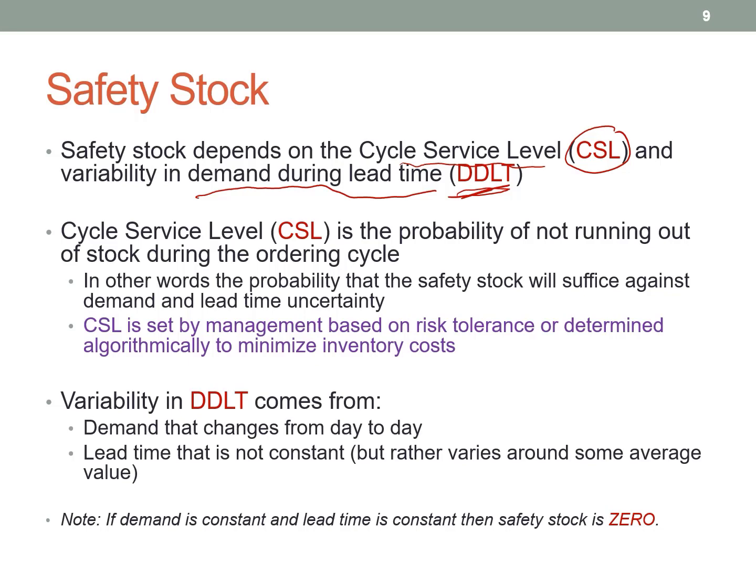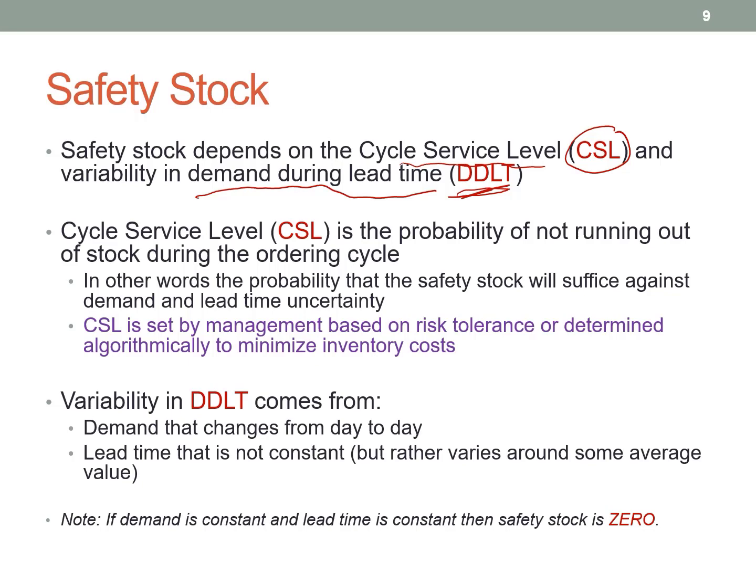Another way to set the cycle service level is to use mathematics or modeling to figure out what service level gives us the lowest costs. Okay? So when we calculate that, okay, for these products, a cycle service level of 92% minimizes our cost, so that's what we're going to go with, and so forth. For our purposes, the cycle service level will always be provided, so you don't have to worry about calculating it or figuring it out.